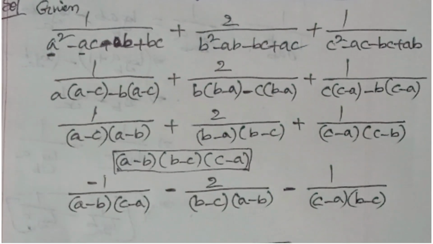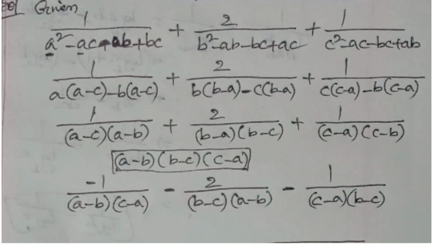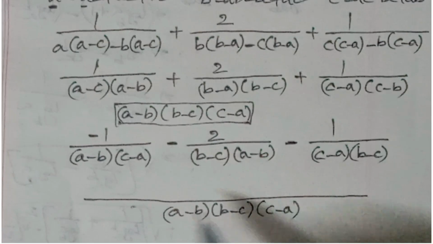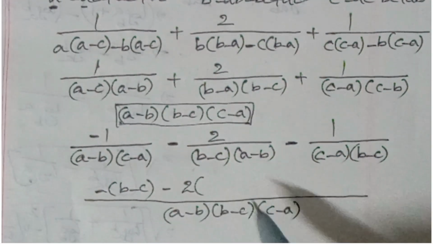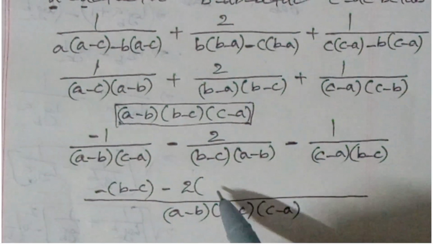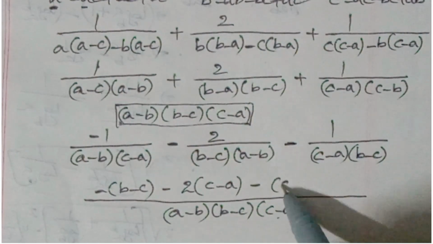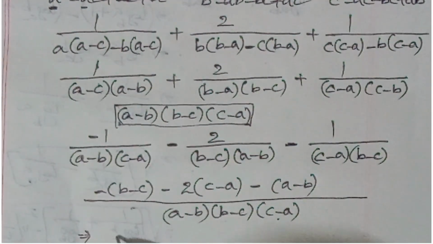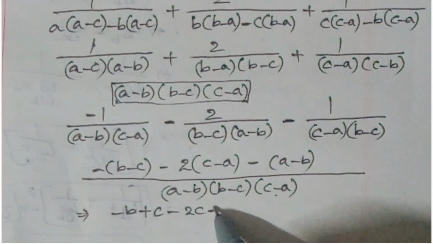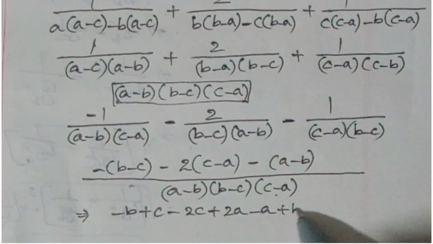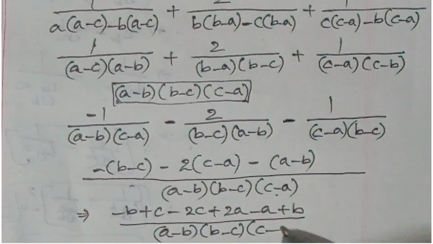Now if you take the LCM here, we are getting A minus B, B minus C, C minus A. So you'll get minus of B minus C, minus 2 into C minus A, minus B minus C. If you open the bracket here: minus B plus C minus 2C plus 2A minus A plus B, by A minus B, B minus C, C minus A.